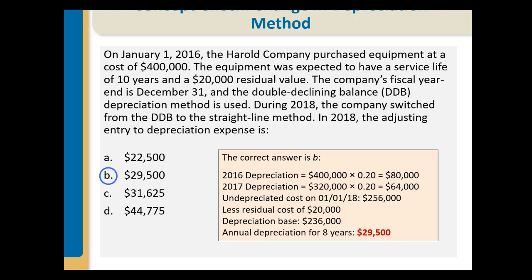$29,500. Basically, what we're going to do here is calculate the 2016 and 2017 depreciation as of January of 2018. We have an undepreciated cost of $256,000 less our residual value of $20,000 gives us a new base of $236,000 divided by 8 years gives us $29,500.